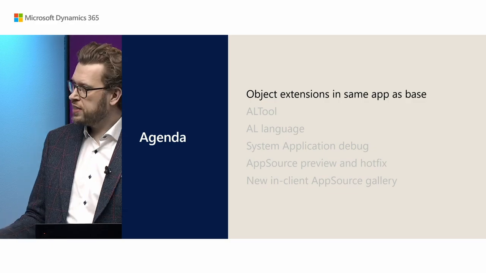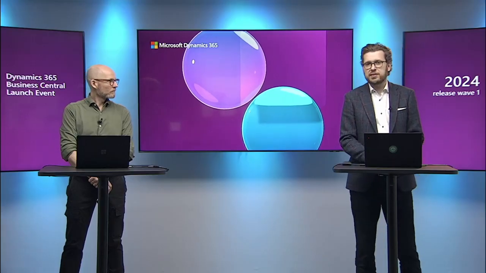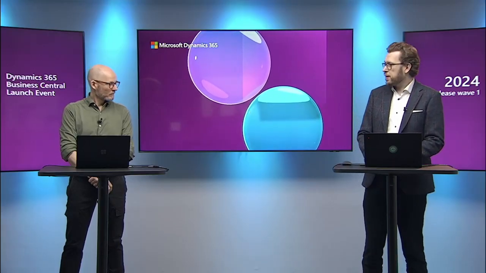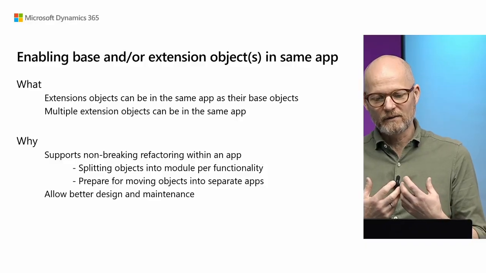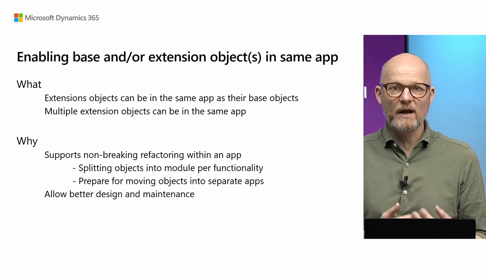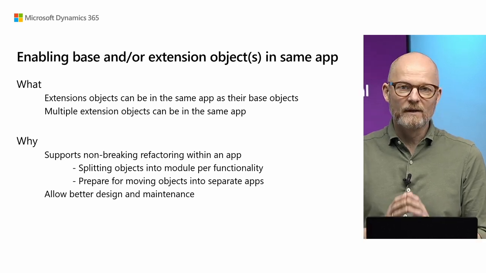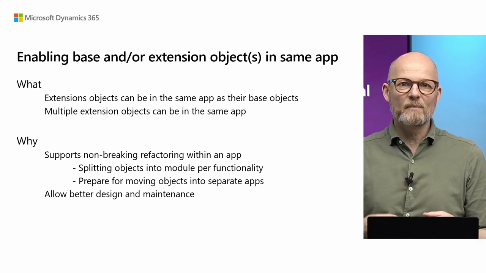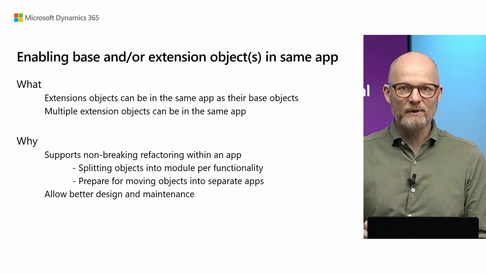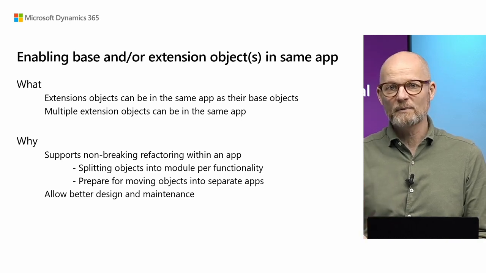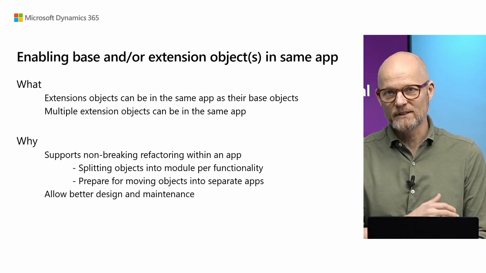So first, let's hear Esben talk about the ability to have object extensions in the same app as the base objects. Thank you, Peter. My name is Esben, as you probably know, and I'm going to be talking about a long-time requested feature that we have now finally implemented. It's all about the ability to have extension objects in the same app as the base objects, and you can have multiple extension objects in the same app.